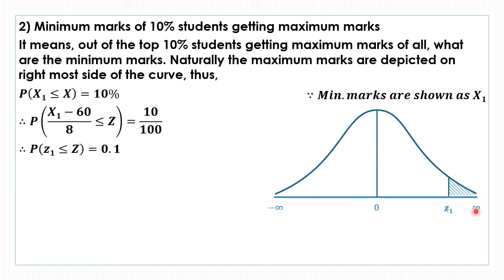So from looking at the curve, to calculate this, we will get a difference of 0 to infinity and 0 to z1. So now this is pretty much simple, what we have already studied.